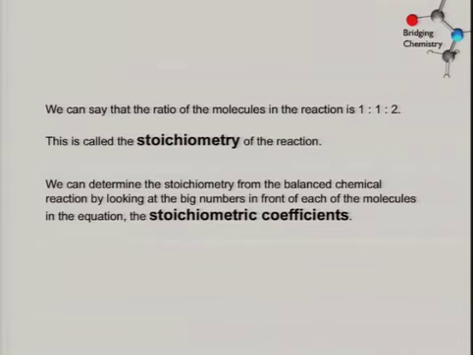And we can determine the stoichiometry from the balanced chemical equation by looking at the big numbers in front of each of the molecules in the equation, which are called the stoichiometric coefficients. Right? And this is really important. In order to be able to do anything in the way of understanding or doing calculations about a chemical reaction, you have to first of all have the balanced chemical equation for that reaction, and so that means working out what these stoichiometric coefficients are, or working out what the ratios, the stoichiometry of the reaction is.